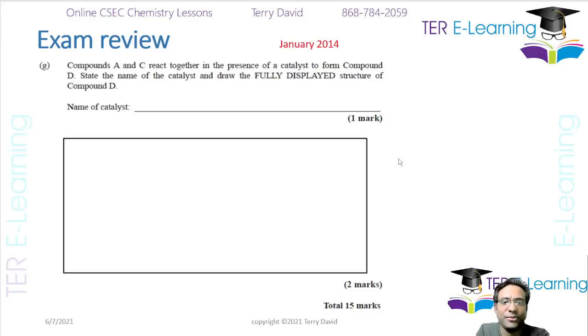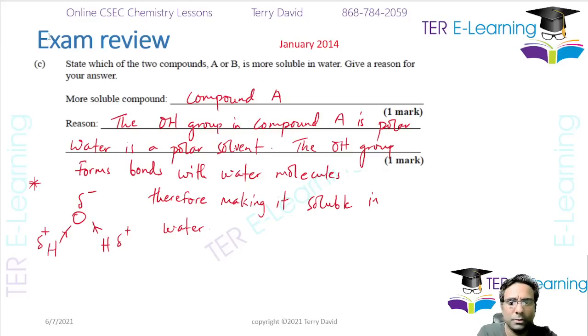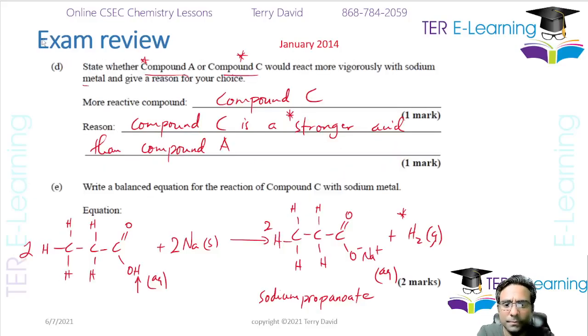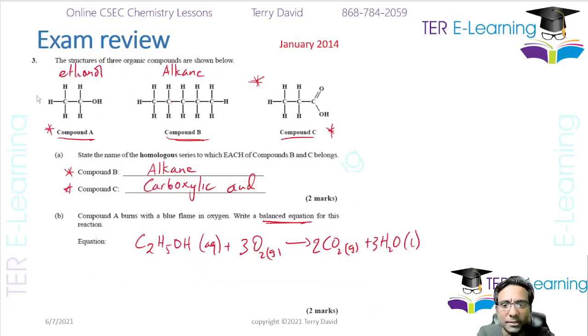Now, they said A and C react together in the presence of a catalyst to form compound D. Right? What is A and C? So let's go back to the diagram here. What is A and C? Right, so compound A and C. So this is an alcohol and an acid. So therefore, when I add those two things together, I'm going to get an ester.